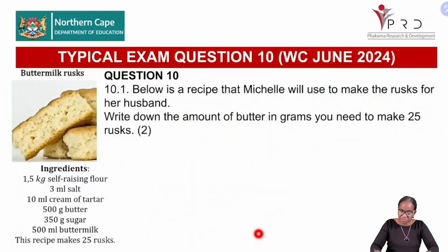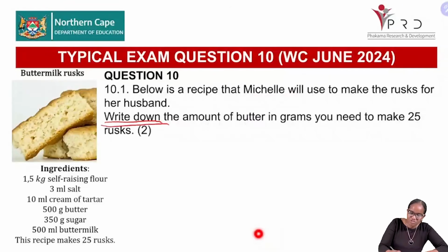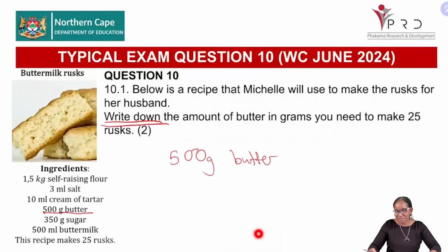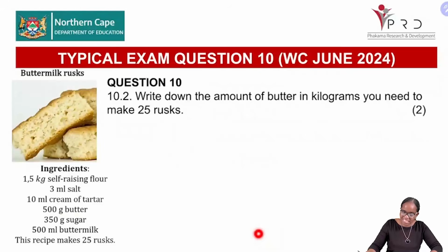Below is a recipe that Michelle uses to make the rusks for her husband. Write down the amount of butter in grams you need to make 25 rusks. So you are just writing down. Meaning there's no calculation. You just look at the recipe. Okay, I want the amount of butter. This is the amount of butter. I just write it down and I get my 2 marks. Can you imagine how easy it is to pass your exam? We go to the second question. Write down the amount of butter in kilograms.